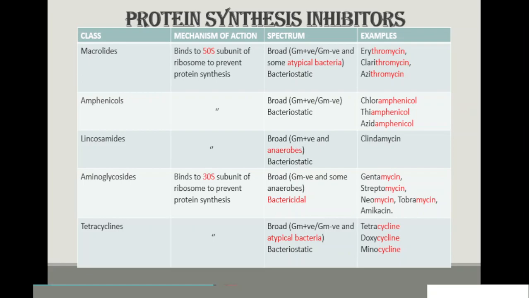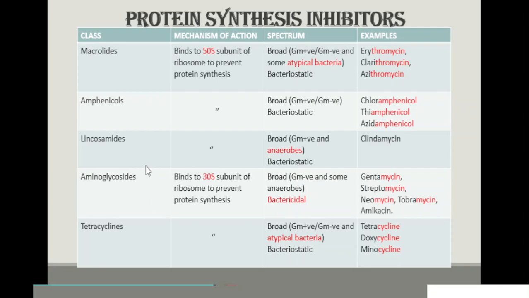Then the second under the class over here is amphenicols. They also act like the macrolides, binding to the 50S. So they are also broad spectrum against gram positive and gram negative. They are bacteriostatic as well. Examples are chloramphenicol, thiamphenicol, azidamphenicol. So they all end in amphenicol. The macrolides end in tromycin. So if you see a drug ending in tromycin, it's a macrolide.